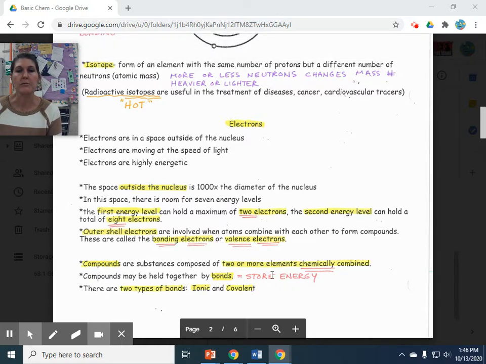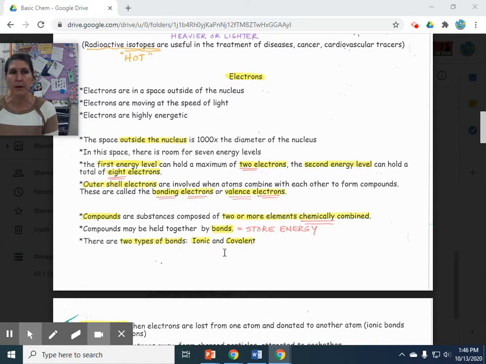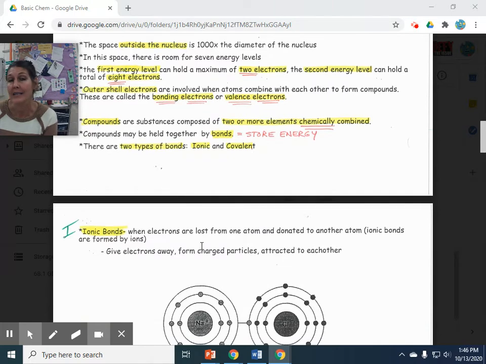So compounds are substances composed of 2 or more elements chemically combined. So not physically combined, but we are chemically combining them. We are bonding them together, and those bonds are going to store energy. So one of these bonds we've kind of already looked at. You guys created water. It's a polar covalent molecule. We take oxygen, we take hydrogen, we bond them together. The other type of bond that we're going to look at here is ionic bonds. So instead of sharing electrons like we do covalently, we're going to give or take electrons, and that's going to be my ionic bond. And that's where we're going to create these cations and anions.